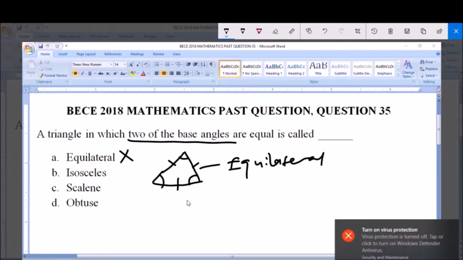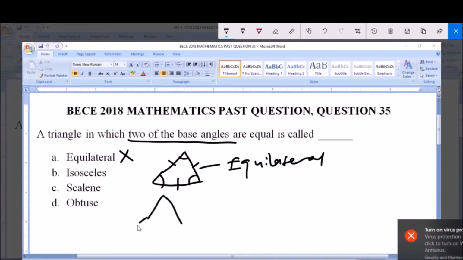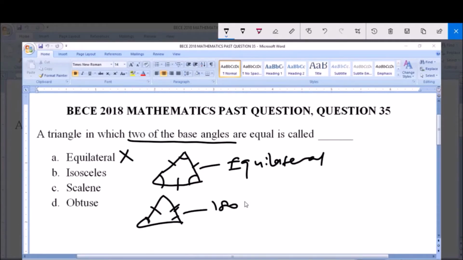Now B says what? Isosceles triangle. An isosceles triangle is like this. Now in an isosceles triangle, just two sides are equal. So therefore, the two base angles are also equal. So the two base angles are equal, and an isosceles triangle corresponds to the question which says two of the base angles are equal, because an isosceles triangle has two sides equal, and also the two base angles are equal.